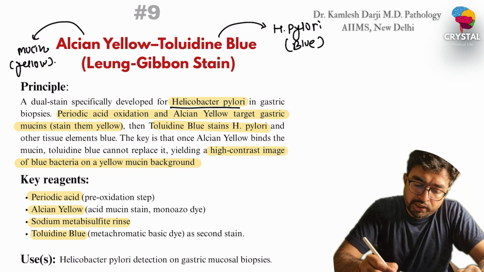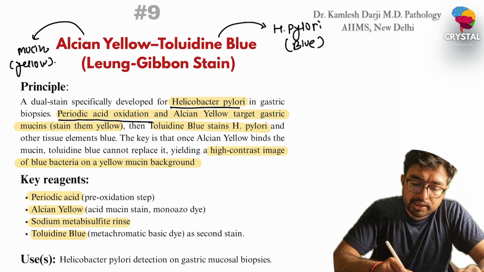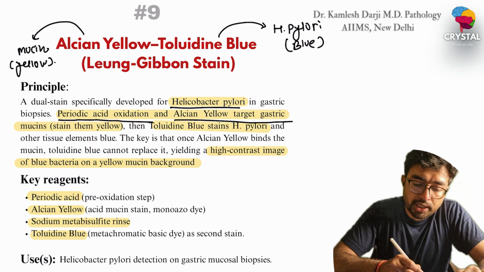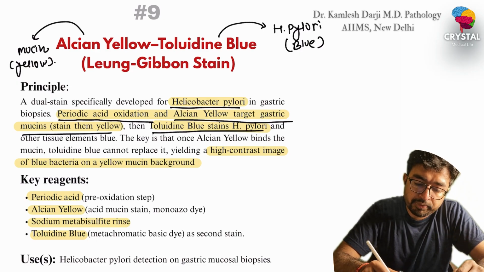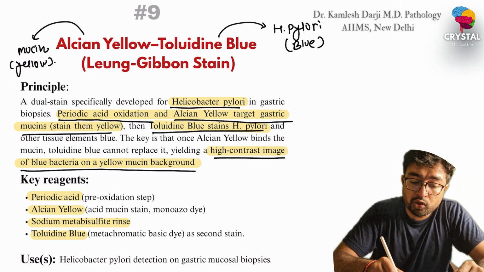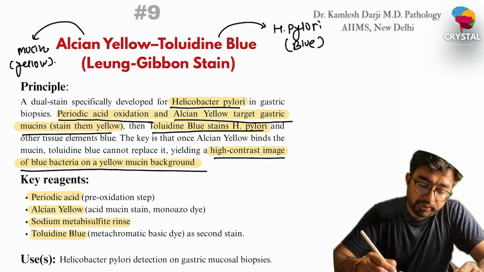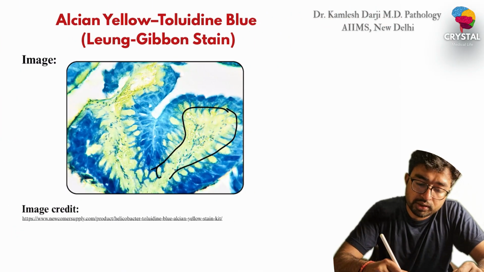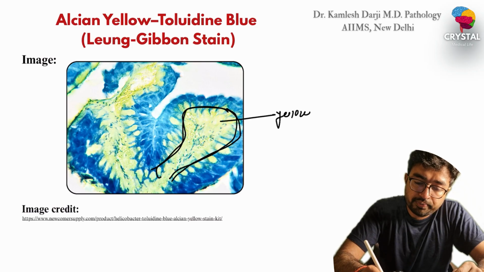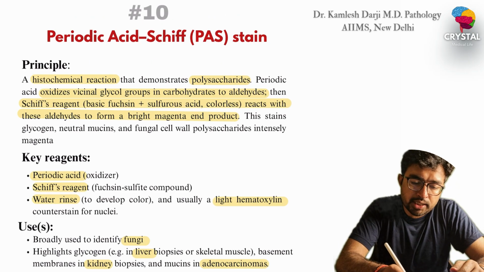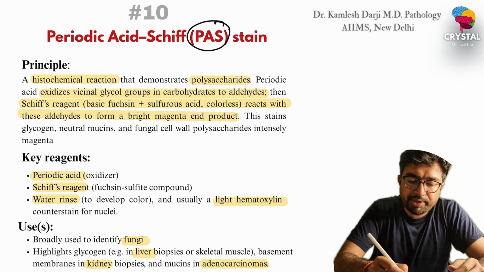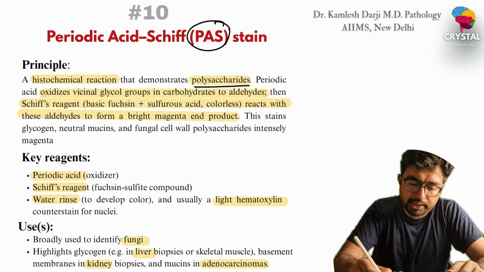So periodic acid oxidation and Alcian yellow target gastric mucin and stain it yellow, and toluidine blue stains H. pylori. So you will see a high contrast image of blue bacteria on a yellow mucin background, and this is used for H. pylori. This is the Alcian yellow stain background, which is a yellow background, and here you can see the H. pylori organism. Next stain is the periodic acid Schiff stain, which is also called the PAS stain. This is a histochemical reaction that demonstrates polysaccharides.